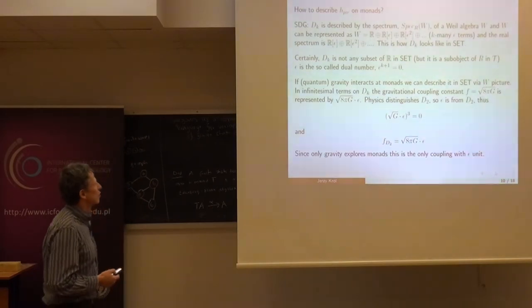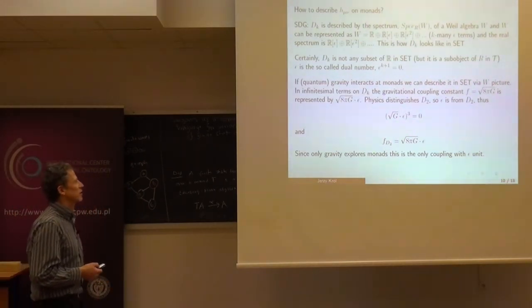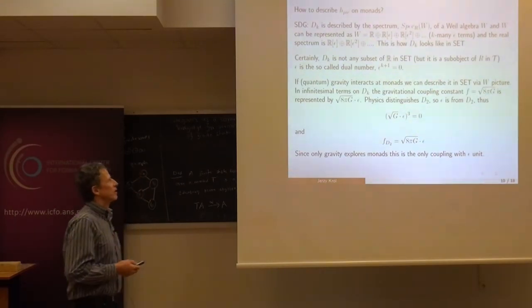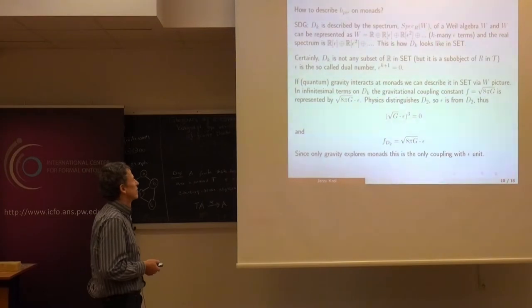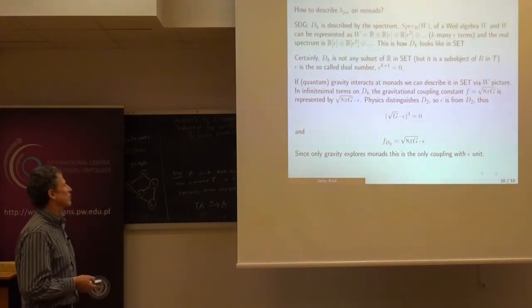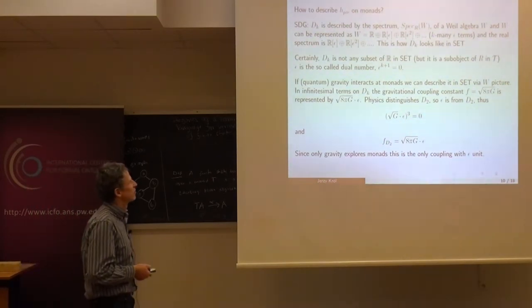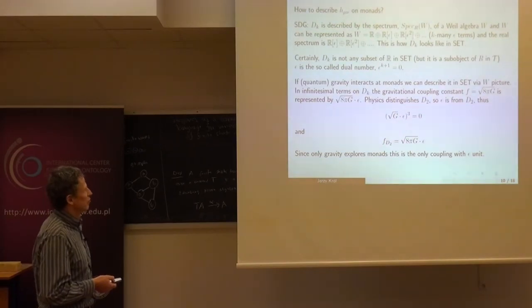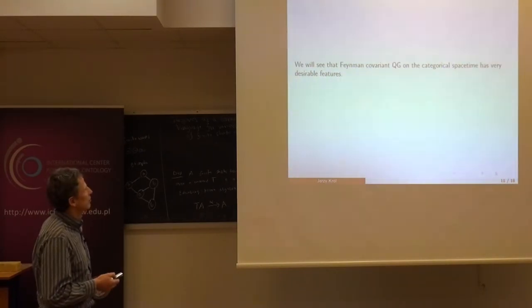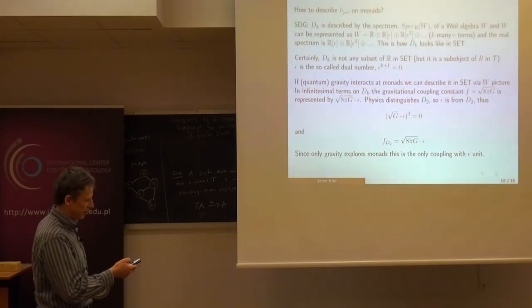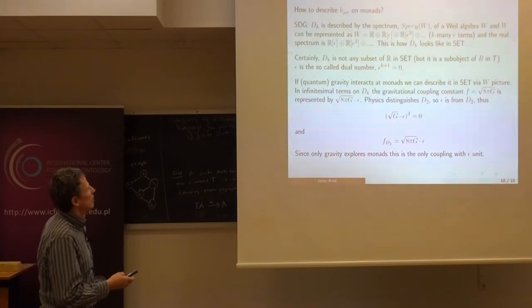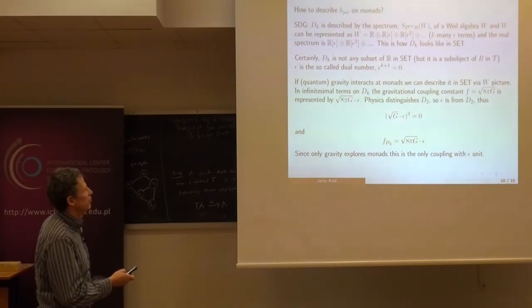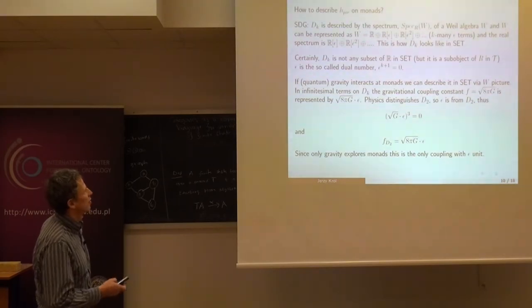Okay, and next our move is the following. If we want that gravity interacts at monads somehow, we should interpret at monads, for example, Newton constant, which is related with interactions, also is present in Feynman diagrams calculation. And so our procedure is the following. We interpret the gravitational coupling constant, which is square root of 8 pi G. G is Newton constant. We replace this by such expression, square root of 8 pi G multiplied by epsilon, which is dual number in terms of spectra of Weyl algebra.